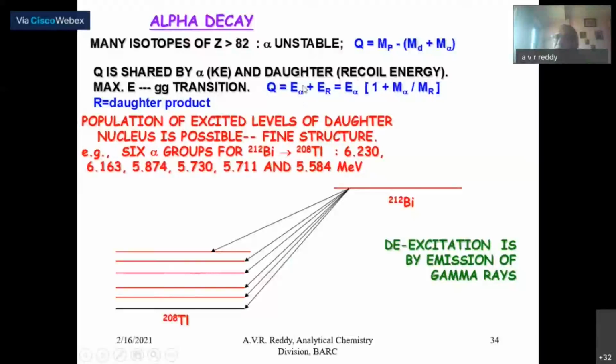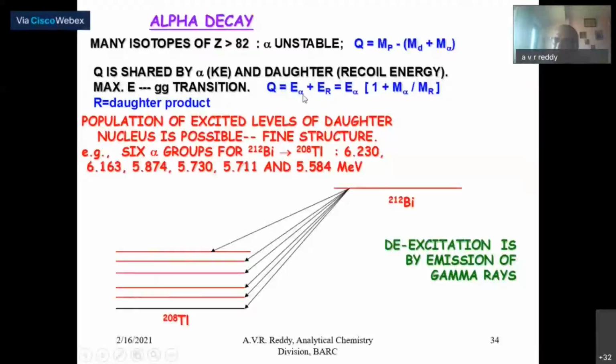The measurable value is the kinetic energy of the alpha particle. Recoil energy measurement is not impossible, but generally not measured. Therefore, it is better to have a relation in terms of the alpha.